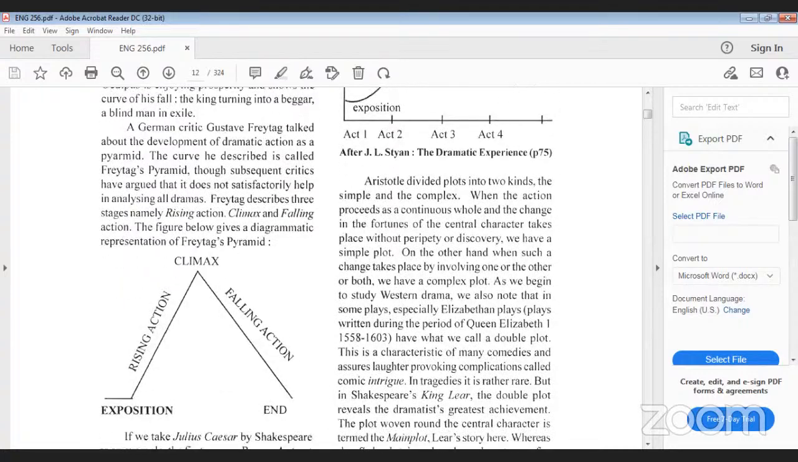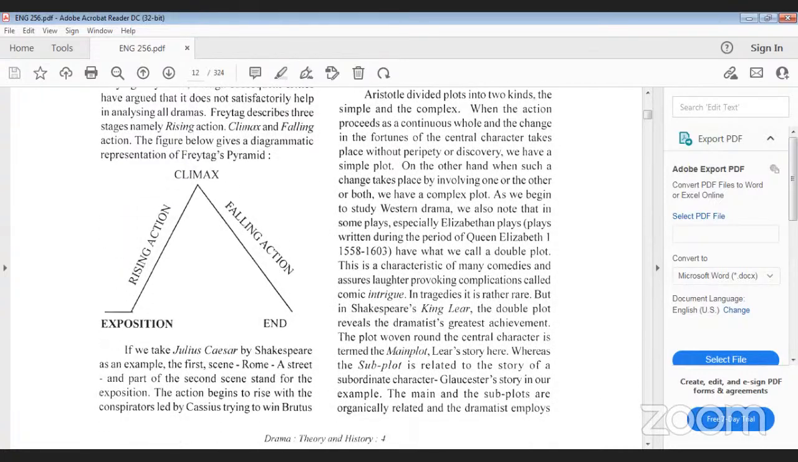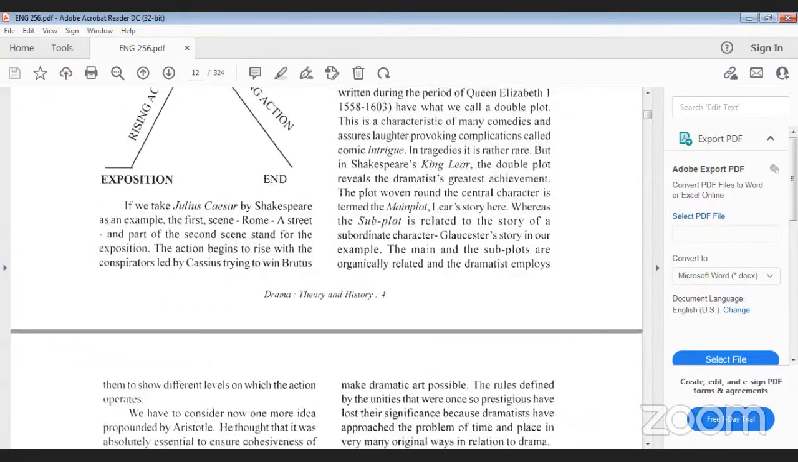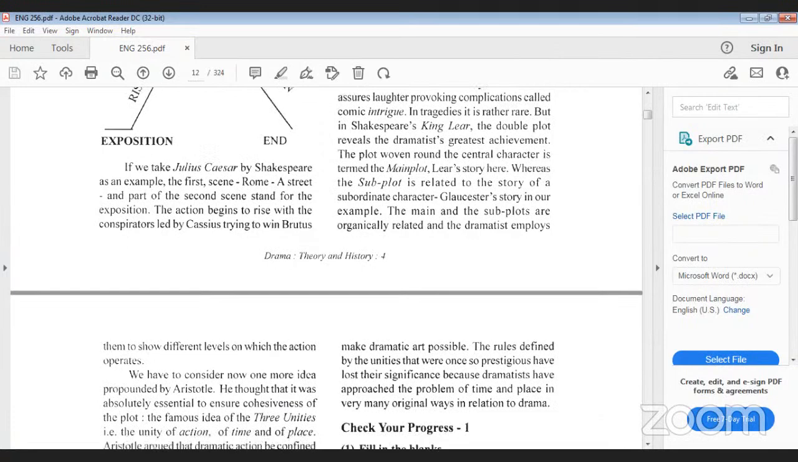This is a characteristic of many comedies and is a source of laughter-provoking complications called comic intrigue. In tragedies, it is rather rare, but in Shakespeare's King Lear, the double plot reveals the dramatist's great achievement.